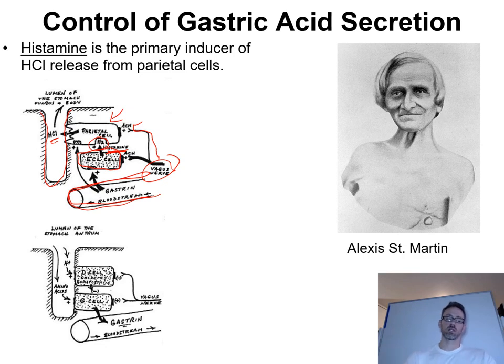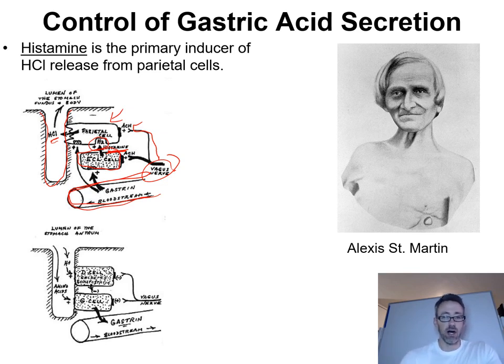And so clinically, we can give an H2 blocker, like Zantac or something like that, and that'll block the receptor on the parietal cell, so histamine can't bind to it, and it reduces the amount of hydrochloric acid being produced in somebody who has reflux issues.